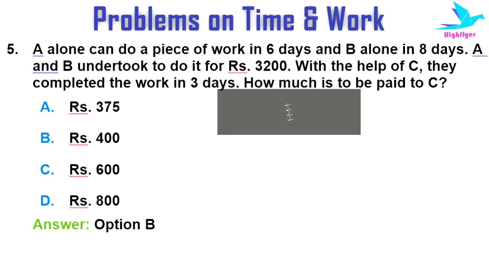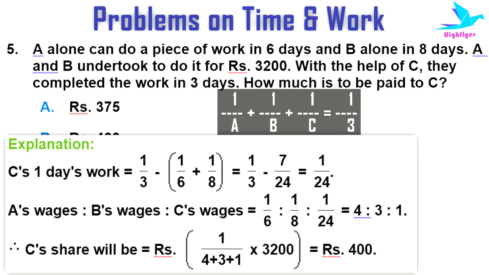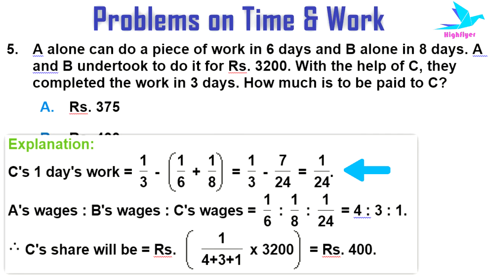Let's see how. Now C's 1 day work equals 1/3 minus (1/6 plus 1/8). Because it's given that A can complete the work in 6 days, B can complete the work in 8 days and combined ABC can complete it in 3 days. So it equals 1/3 minus (1/6 plus 1/8). That is equal to 1/24. So C can complete the work in 24 days.